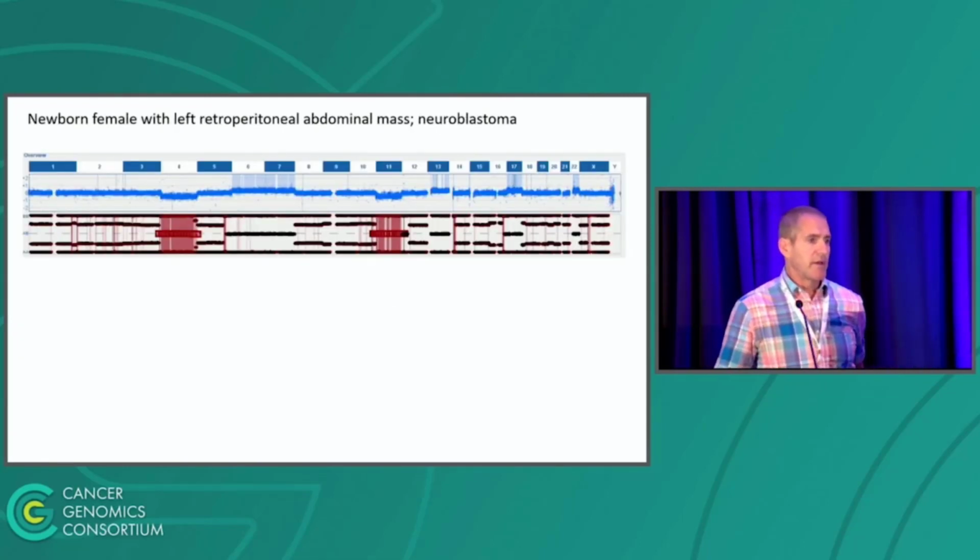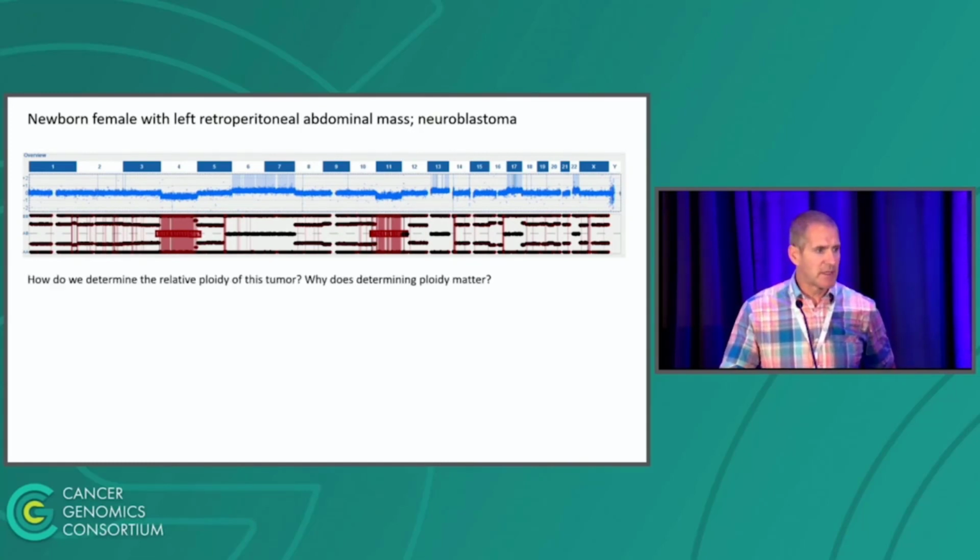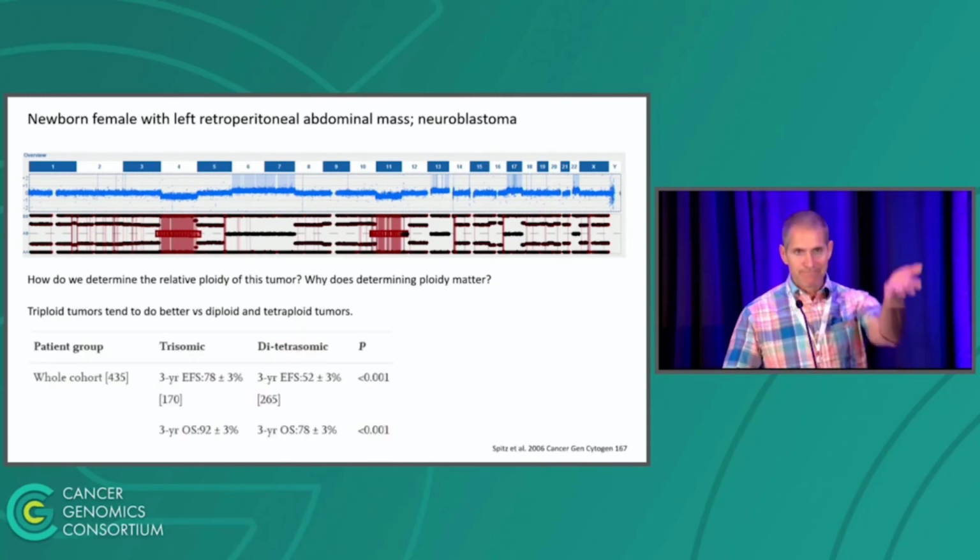We also use SNPs, and we've been really excited about this recently, to determine ploidy. This was a newborn female with an abdominal mass, a neuroblastoma. By FISH, we really couldn't get the ploidy on this because it was a paraffin sample, and so we struggled a little bit with copy number. But does it matter? We see gains and losses here. Does it matter if it's a 2N, 3N, or 4N tumor? Everyone in the audience knows the answer to that. Yes, of course it matters.